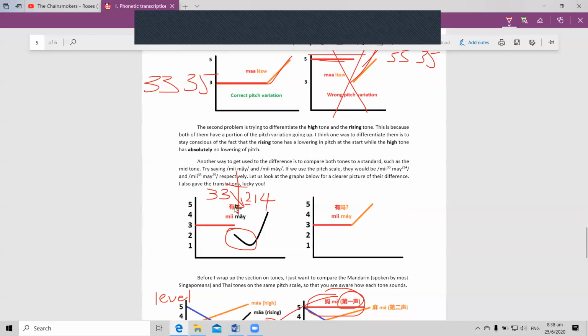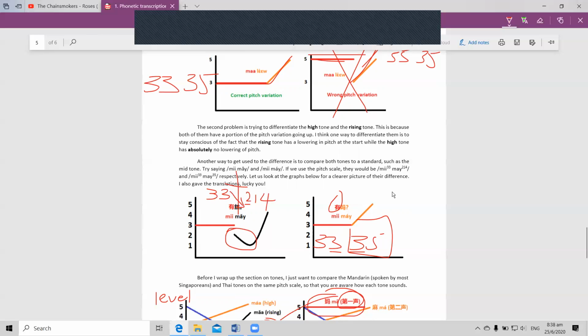But for the high tone, mi mai, the mid tone is 3-3 and the high tone is 3-5. So it's the same pitch level. This word has its pitch beginning at the same level where the first word ends. So the transition should be very smooth, like mi mai.